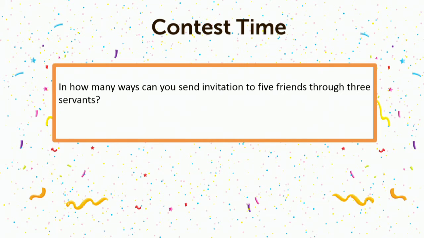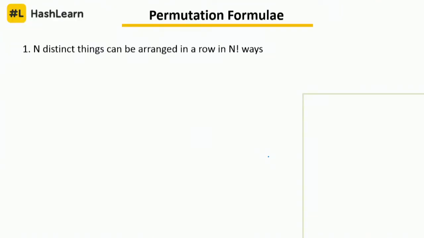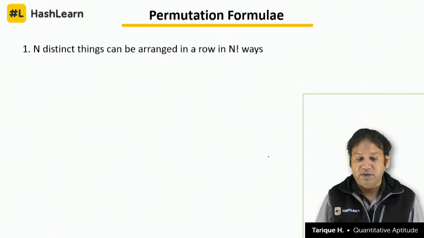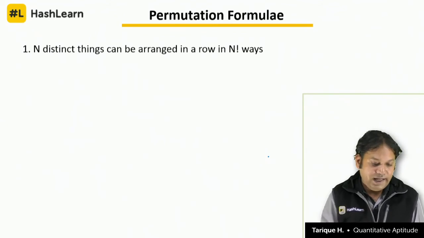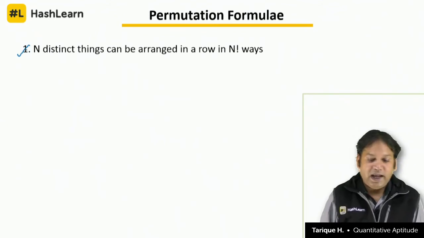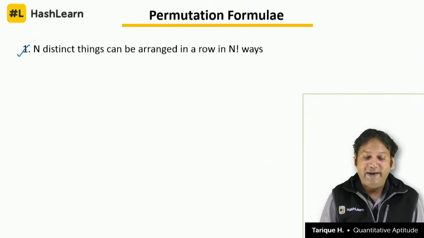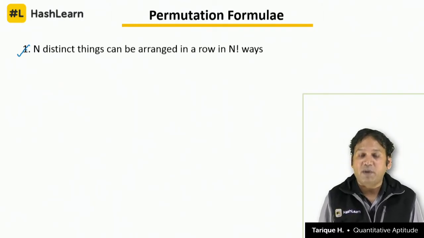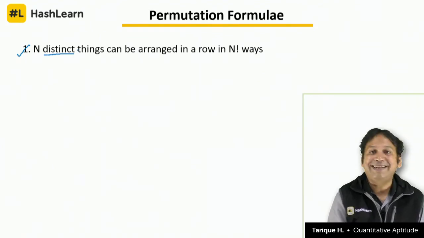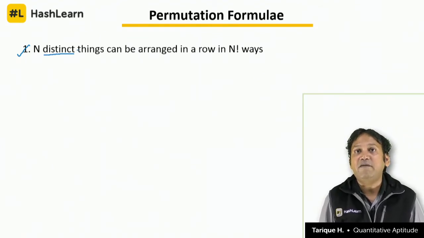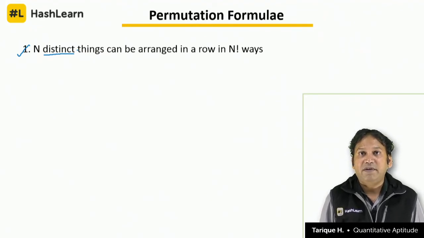Now, let us continue with the topic of permutation, and we will start with the important part of the class today, that is permutation formulas. The first one, that is n distinct things can be arranged in a row in n factorial ways. This is the most important formula for permutation. First of all, focus here on the word distinct. We are talking about things being distinct, different from each other, unique. If the things are not distinct, then we cannot have permutation.